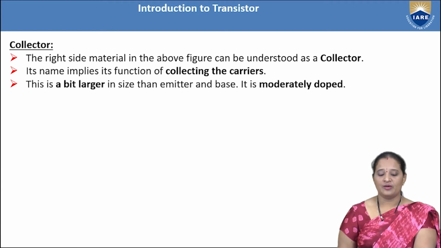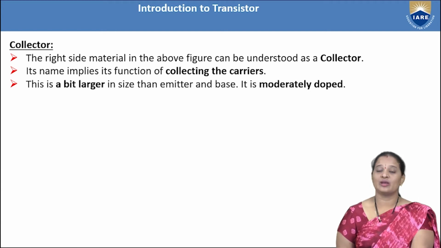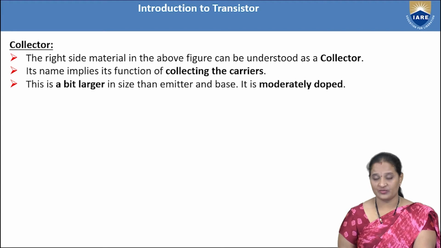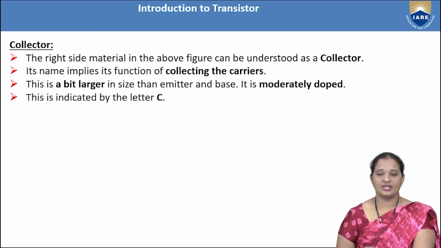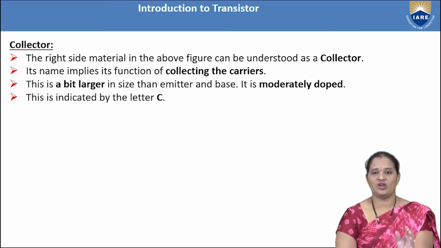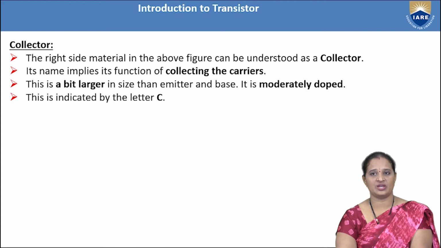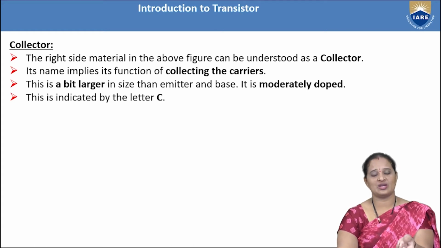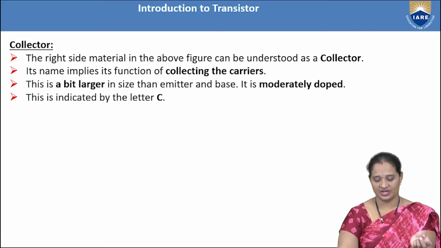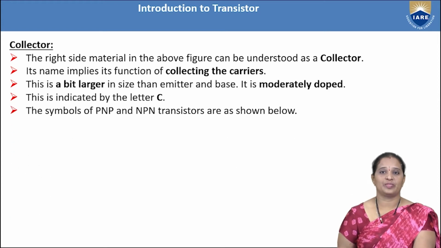So here the size of the collector is very big, or large in size, and the doping is moderate. It is indicated by the letter C. And what is the main functionality? As I said, it has to collect the majority charge carriers generated by the emitter.